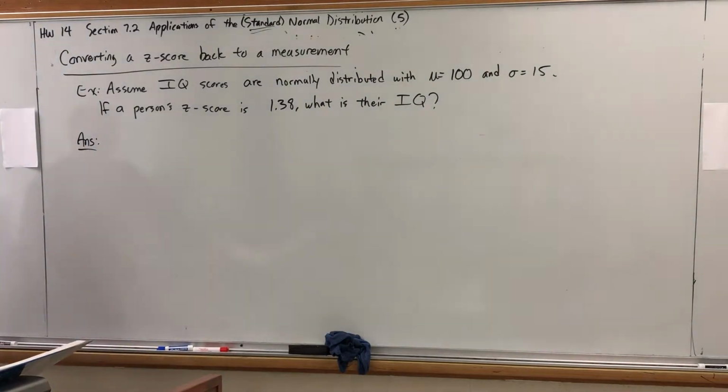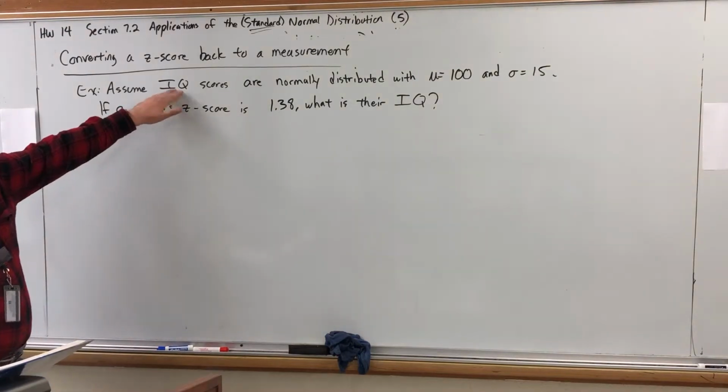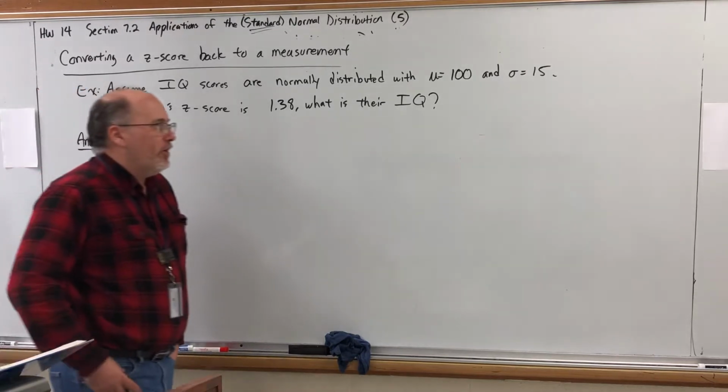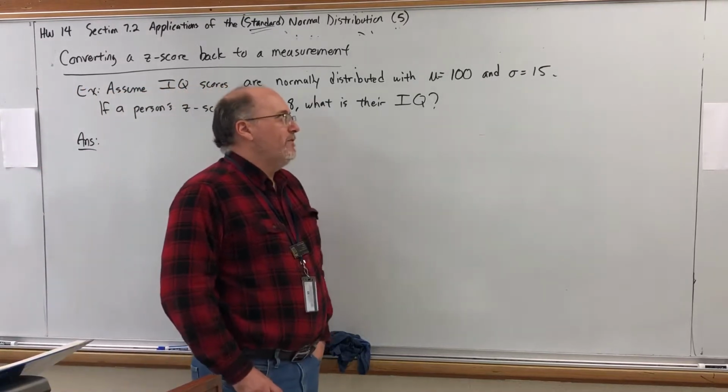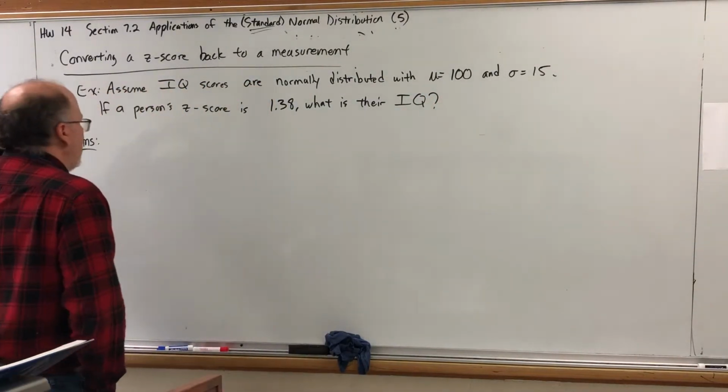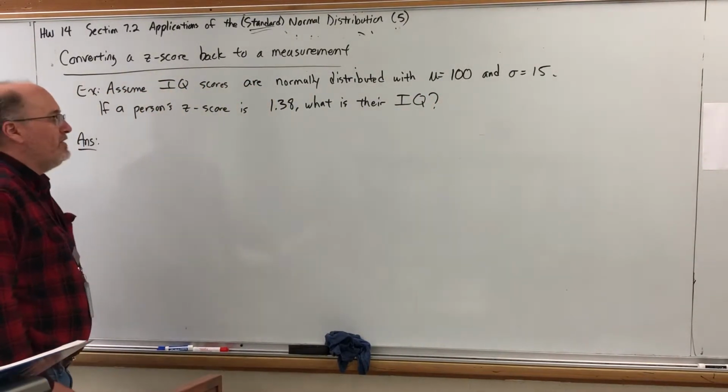I'm assuming that everybody knows what an IQ score is. IQ is an abbreviation for intelligence quotient. It's an attempt to measure people's intelligence levels. Assume IQ scores are normally distributed with a mean of 100 and a standard deviation of 15, meaning that the average IQ is 100. If a person's z-score is 1.38, what is their IQ?